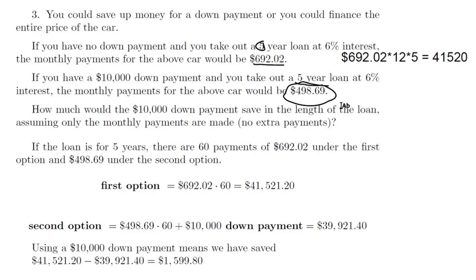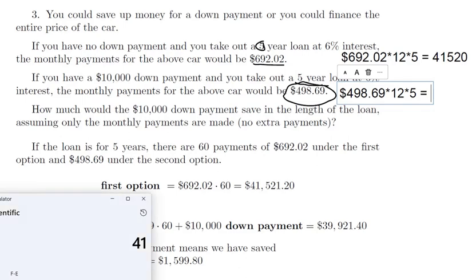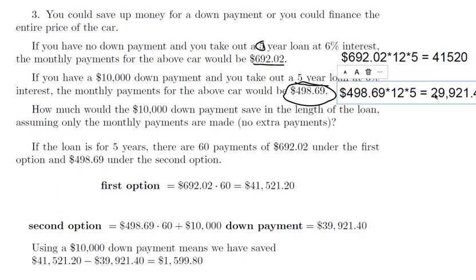With our down payment, we've got $498.69, so a much smaller monthly fee, right? We do that 12 times a year because it's monthly, and it's a 5-year loan. Oops. That's $29,921.40. You might be saying, well, those are so radically different.